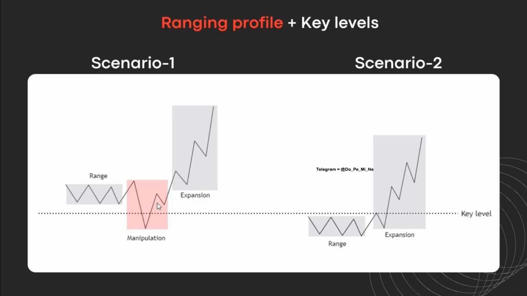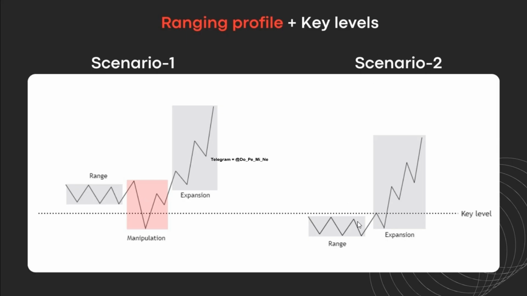And once that key level is tested during the manipulation profile and that ends, right, we're going to wait for that manipulation profile to end, and then the only profile we can expect after a manipulation profile is what? An expansion profile in the opposite direction, right? So that was the first scenario we can have based on the combination of ranging profile and key levels.